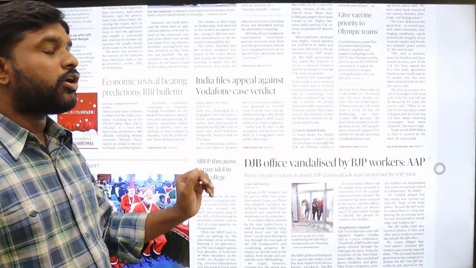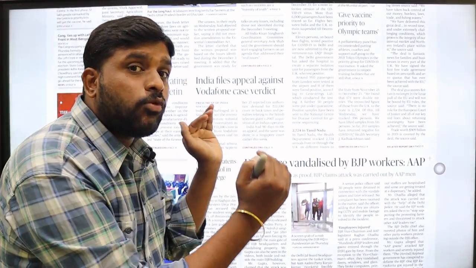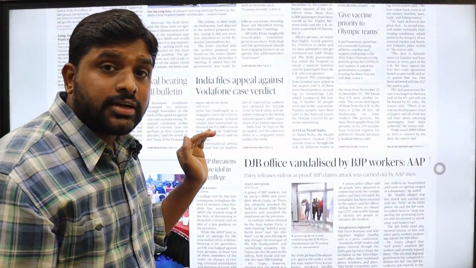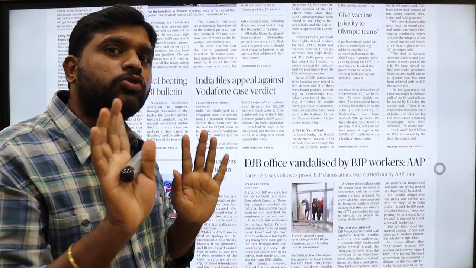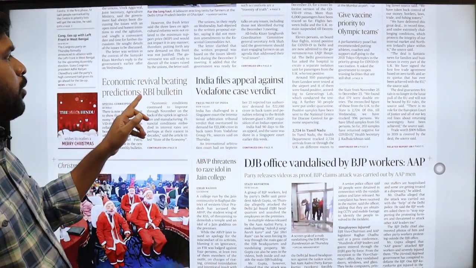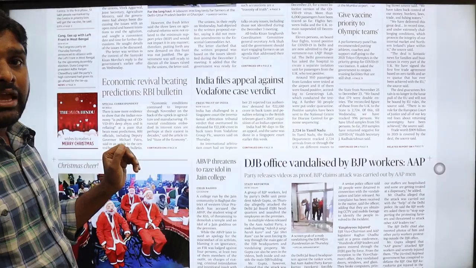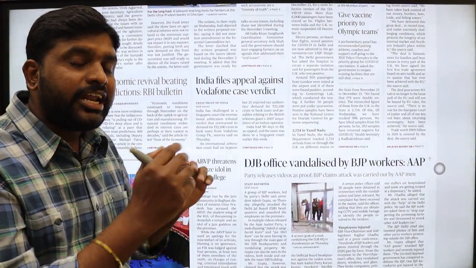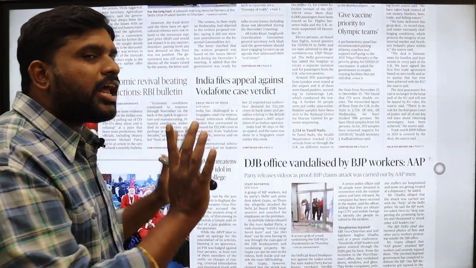India files appeal against Vodafone case verdict. So you have to understand what this Vodafone case verdict is. What is this case, you have to know. That's it. Economic revival beating predictions, RBI bulletin. Yes, what is this RBI bulletin? How we can revive it? What the RBI is telling.